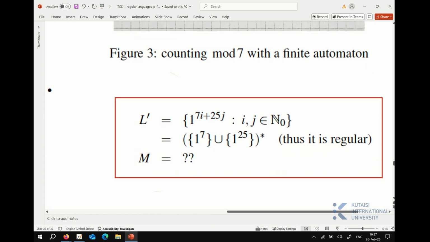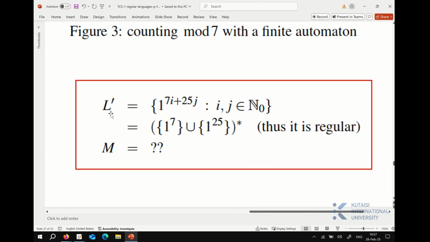Now I'm asking you this question. This is the language. Again, the alphabet is only unary, I only write ones. But it contains the number of ones which are multiples of 7 times i plus 25j. What this means, for example, is it contains 7 ones. It contains 14 ones. It contains 25 ones. It contains 7 plus 25, 32 ones. Whatever I take for i and j, including 0, I can plug it in, and that many ones are in there. But does this contain 8 ones? No, because 8 cannot be written as 7 times i plus 25j, right?